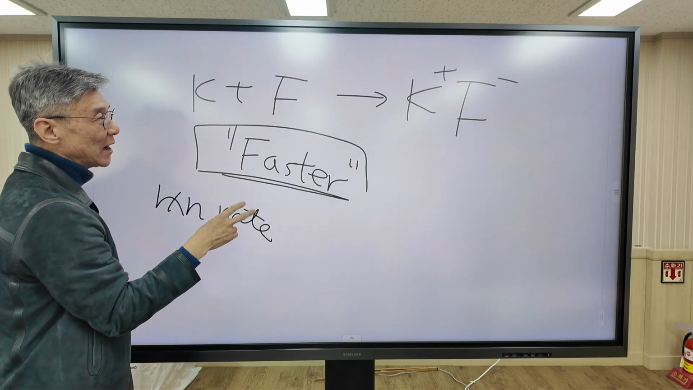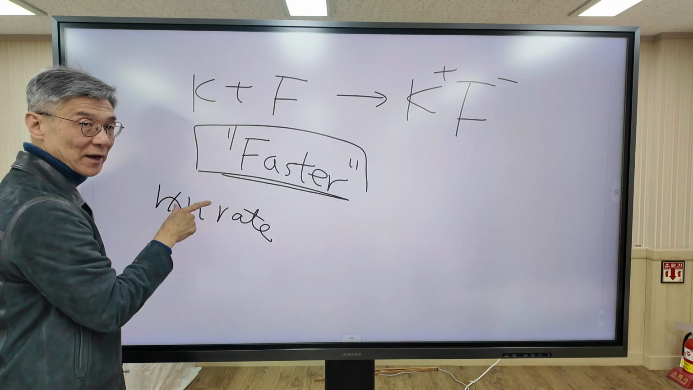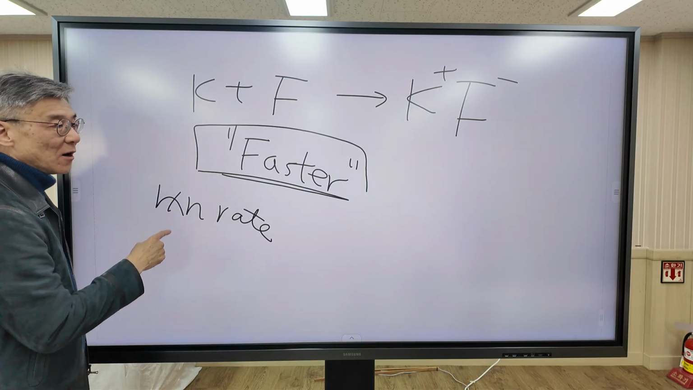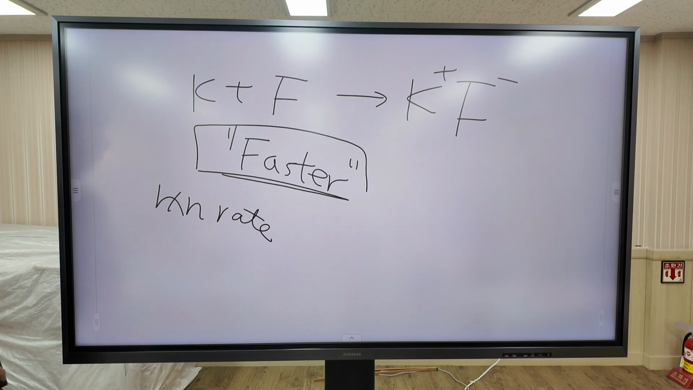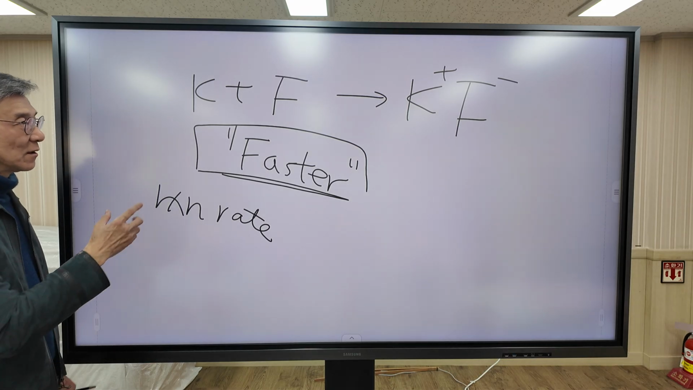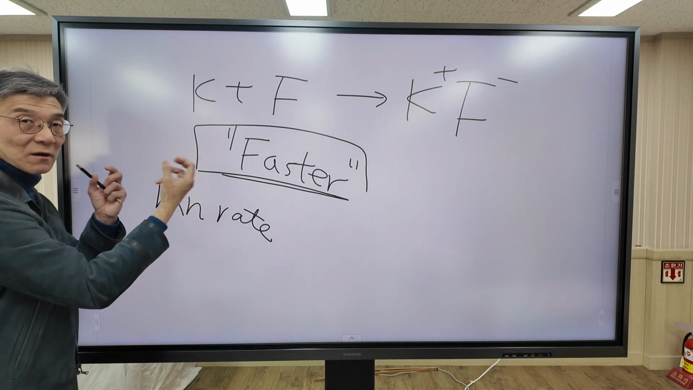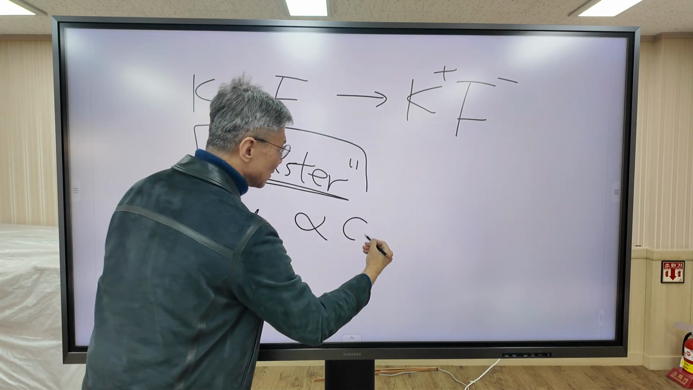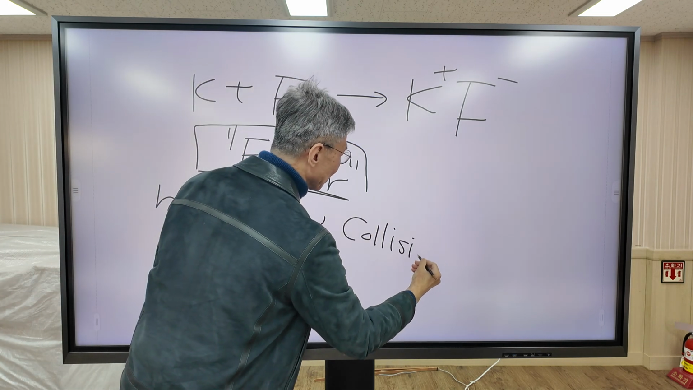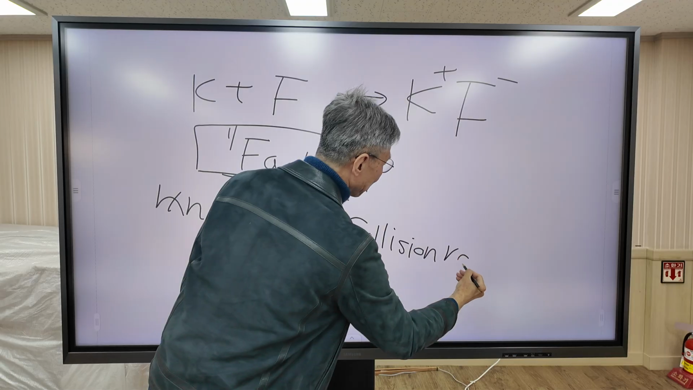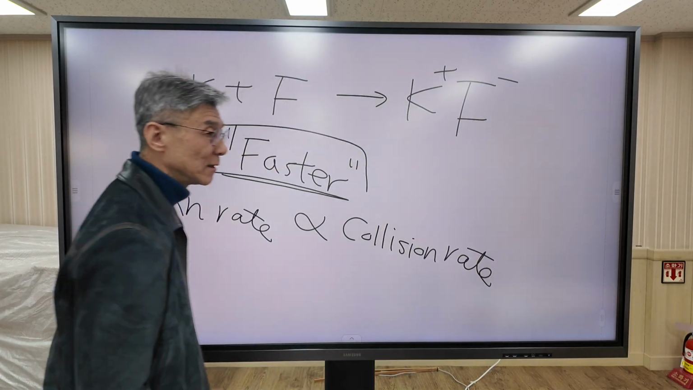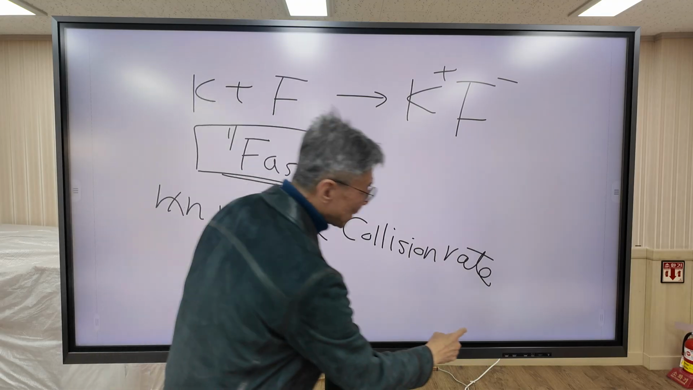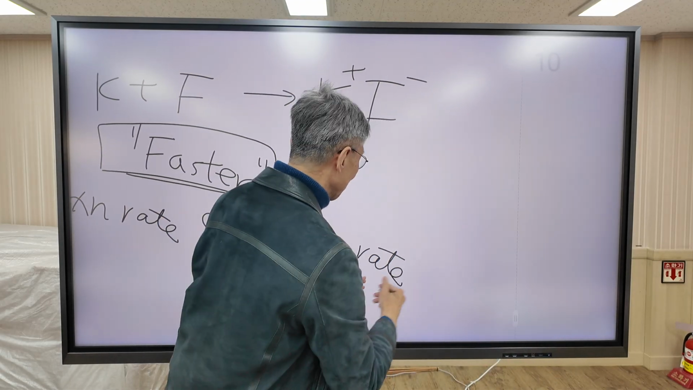Then, how do scientists estimate the reaction rate? According to collision theory, for a reaction to occur, the atoms or molecules must collide. So the reaction rate is proportional to the collision rate. And furthermore, scientists believe that the collision rate depends on atomic size.